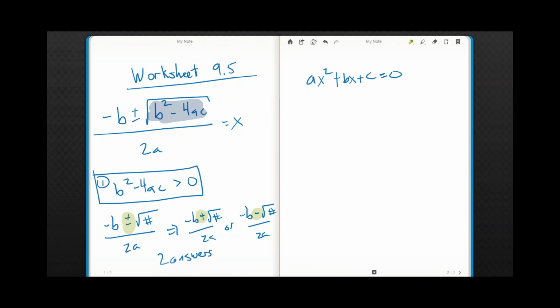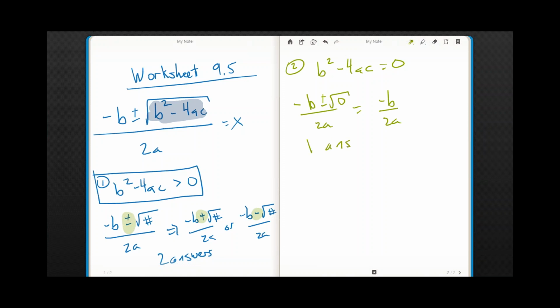There's a second scenario. It's possible, in the second case, that b squared minus 4ac, whatever those numbers are, gives you 0 for an answer. In that case, I have negative b plus or minus the square root of 0 over 2a. Well, the square root of 0 is 0, so if you have a negative b and you add 0 or subtract 0, really that's the same thing as just negative b over 2a. So that gives you one answer only.